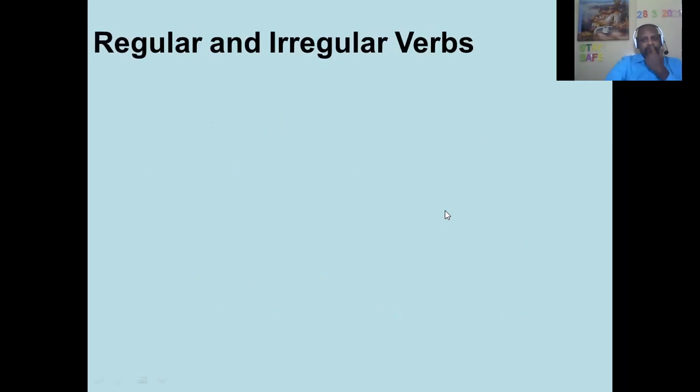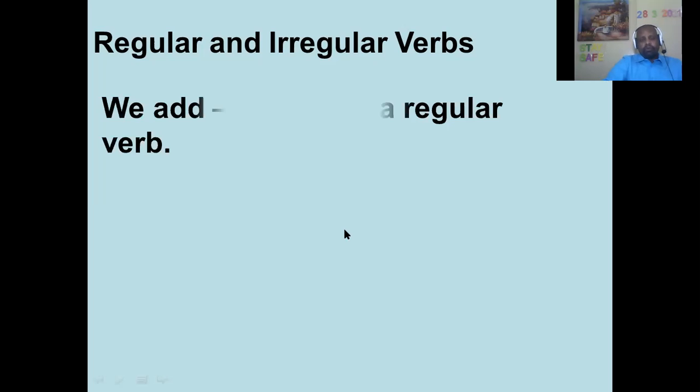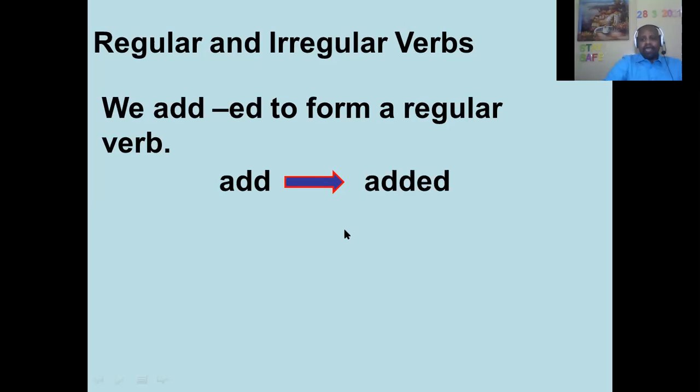Now, this is a very important part of the past form. Regular and irregular verbs. Regular verbs end with ed. They have ed as a suffix at the end. You add ed to the base form to form a regular verb. Irregular verbs, they're not following that rule. Look to the verb add. We just add ed to form the past, added.